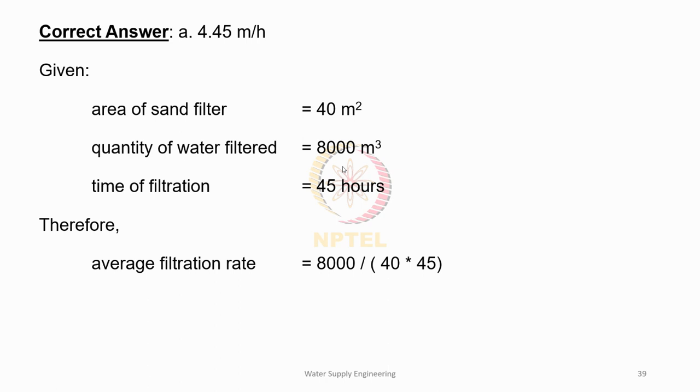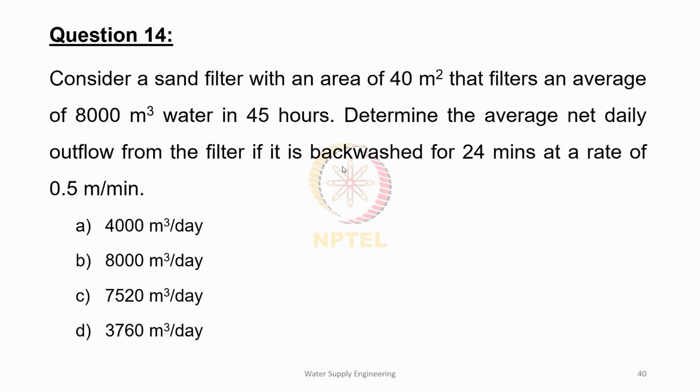So the average filtration rate will be 8,000 divided by 40 into 45. That is 4.44 meter per hour. Hope that is clear. Moving on to the next question.